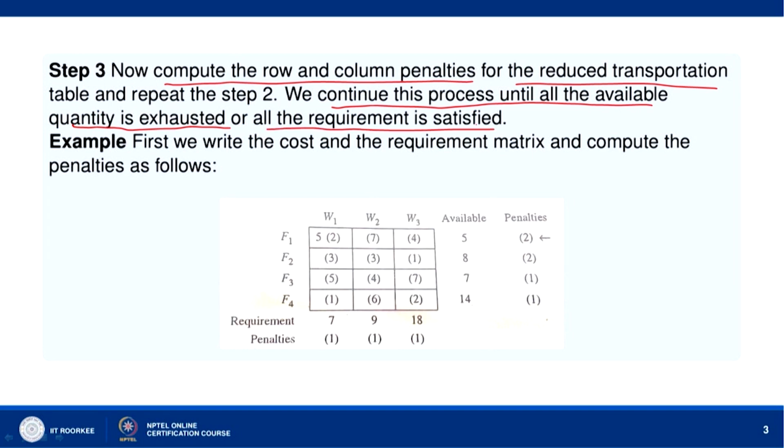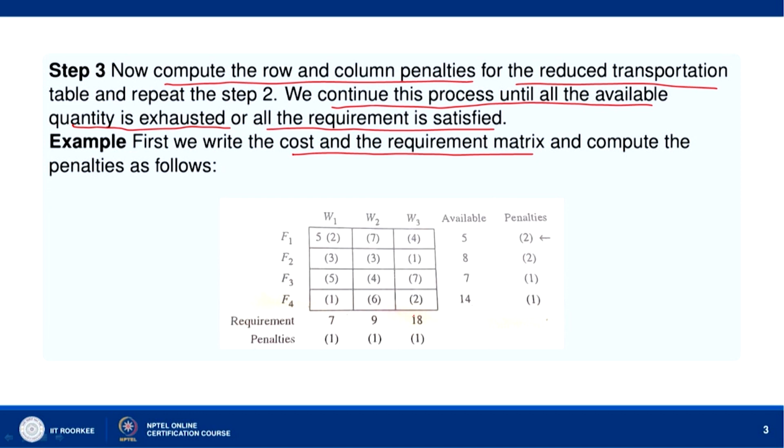Now, let us see, this is our transportation table, the cost and requirement matrix. In the parenthesis you see we have the cost for each cell. 2 is the cost for this cell, 7 is the cost for this cell, 4 is the cost here, and 3, 3, 1 are the costs in this row, 5, 4, 7 are the costs in the third row, and 1, 6, 2 are the costs in the fourth row. And with F1, F2, F3, F4, 5, 8, 7, 14 units are available, and the requirements at the warehouses W1, W2, W3 are 7, 9 and 18.